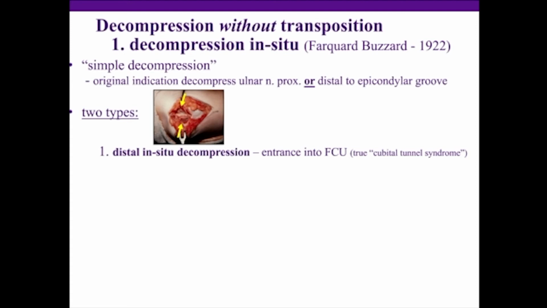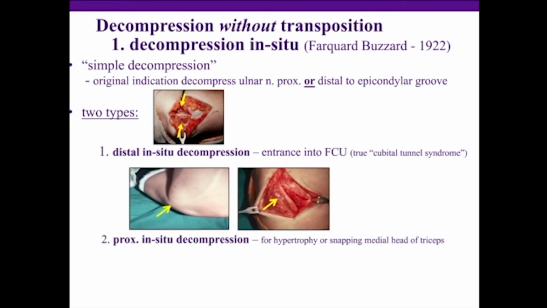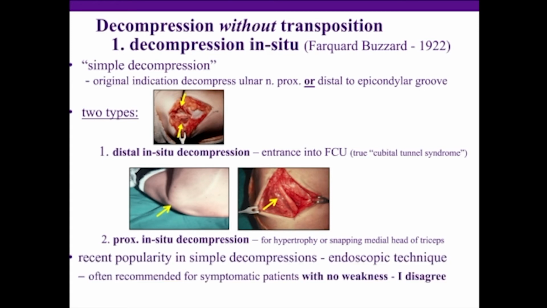Here's an example of a distal in situ decompression that I did in a concert violinist who only had symptoms after she played the violin for a few hours, and she had compression at the true cubital tunnel. Here's an example of a proximal in situ decompression, which was done in a bodybuilder who had a massive hypertrophy of the medial head of the triceps that was snapping over the ulnar nerve.